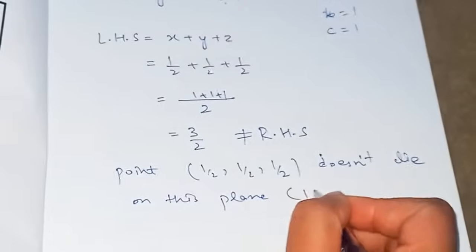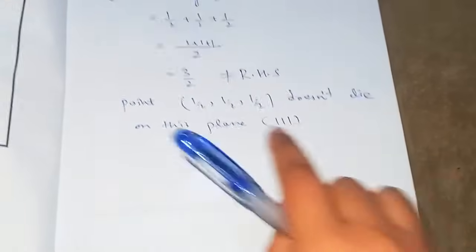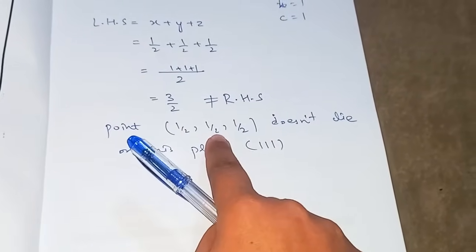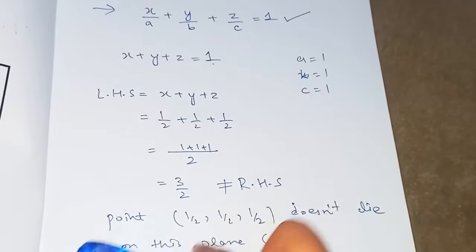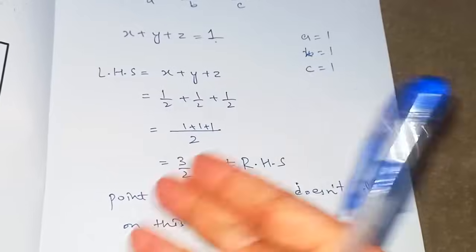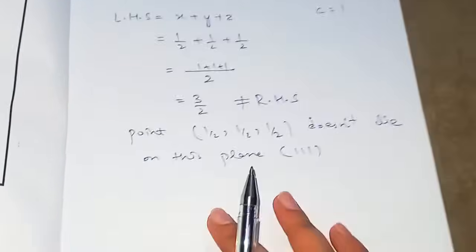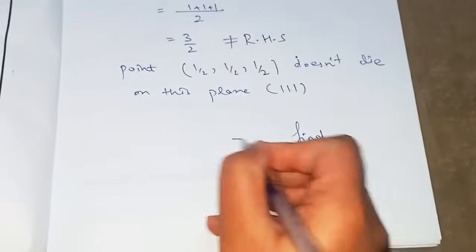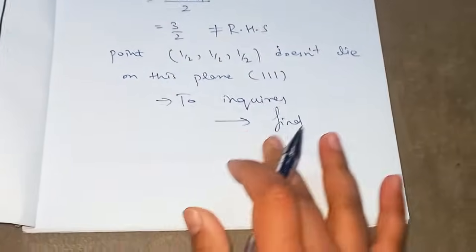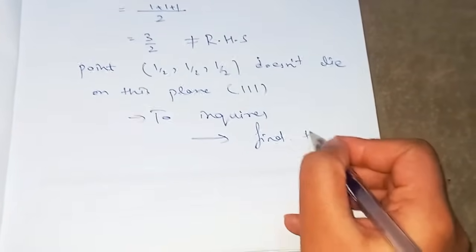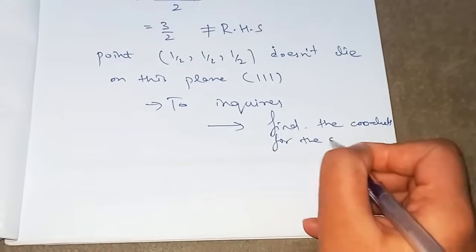On this plane with Miller indices 1, 1, 1. All right, so that is how you can inquire whether the center point of the atom lies on the plane or not. Whenever you are confused about whether this atom is contributing to this plane or not, find out the point to inquire which atoms are contributing to the plane. So you can find the coordinates for the center of the atom.